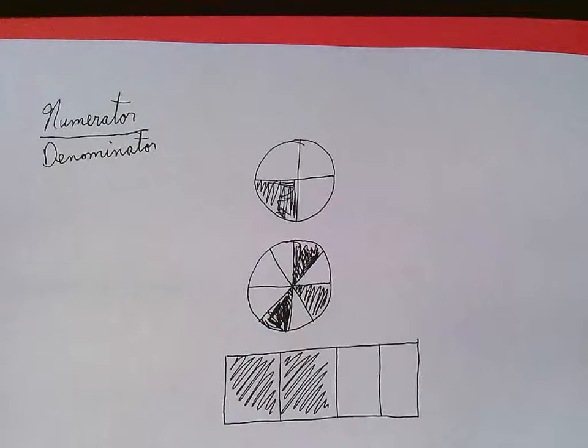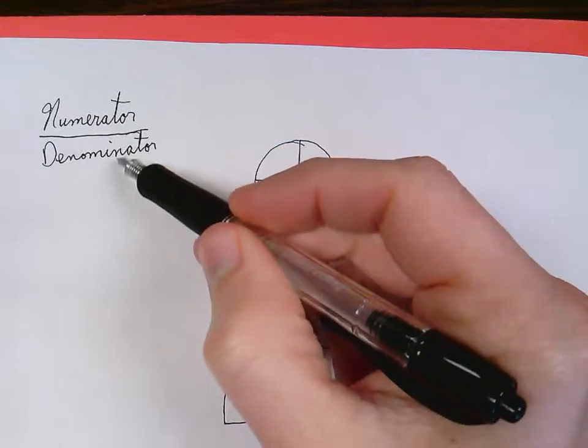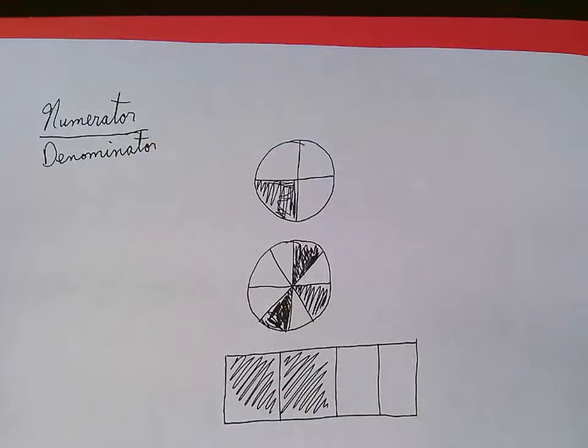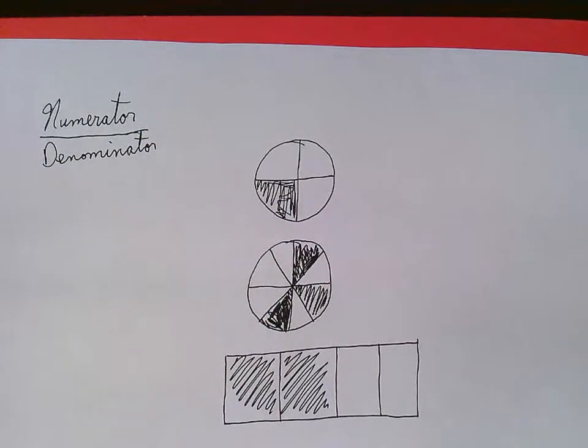Now with fractions there are two parts. There's the numerator, the top number, and the denominator, the bottom number. The denominator tells us how many total parts there are, and the numerator gives us whatever they're asking for.